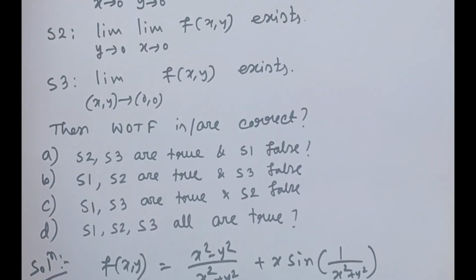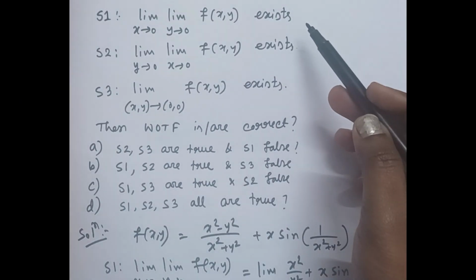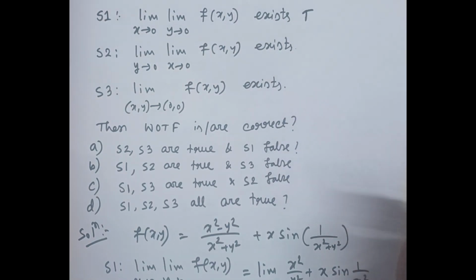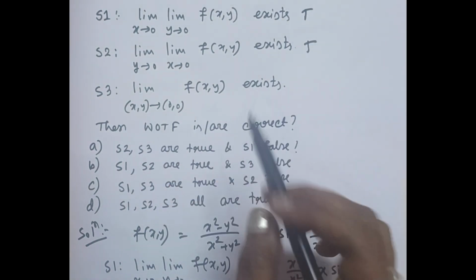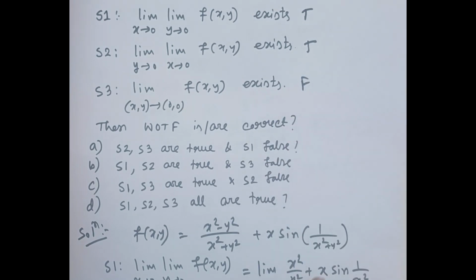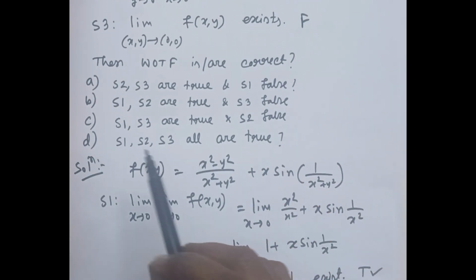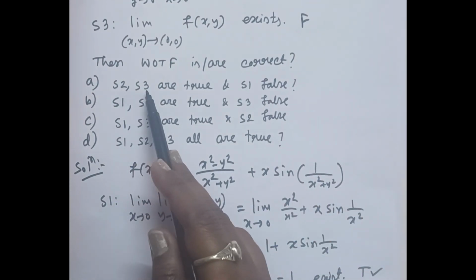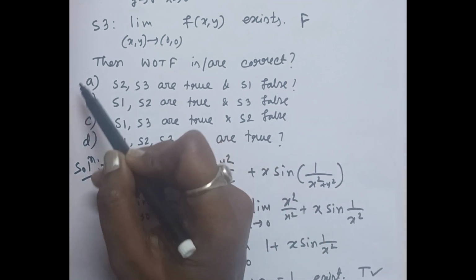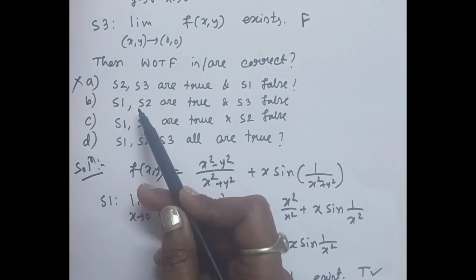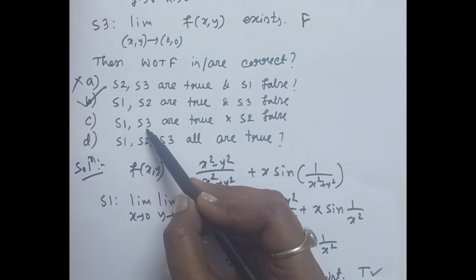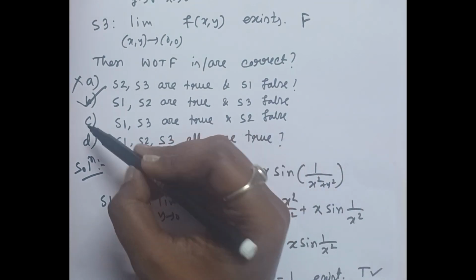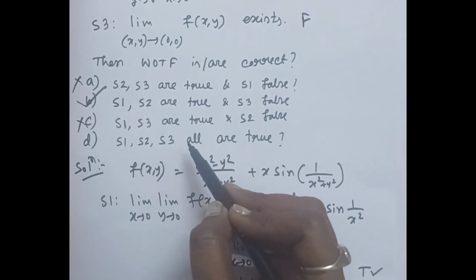And hence we will check the options. The statement 1 is true, statement 2 is also true, but statement 3 is false. So now check the options. In option A, S2 and S3 are true. No, we have just checked that S3 is false. S1 and S2 true and S3 false. Yes. S1 and S3 are true and S2 false. No. S1, S2, S3 all are true. No.